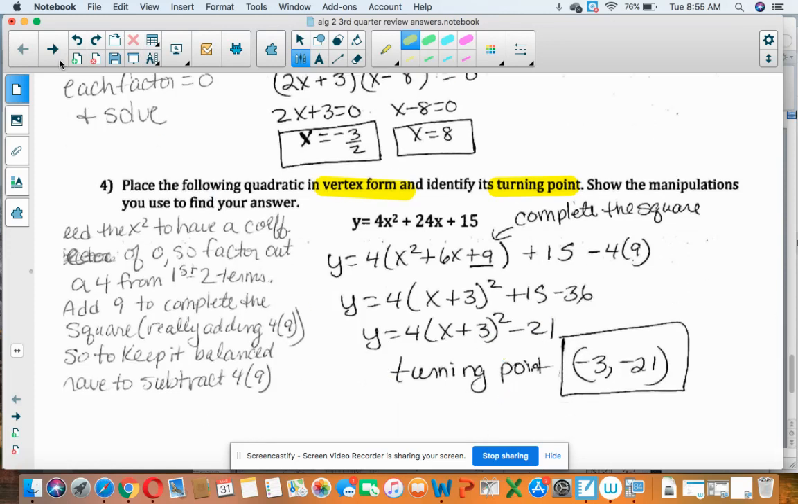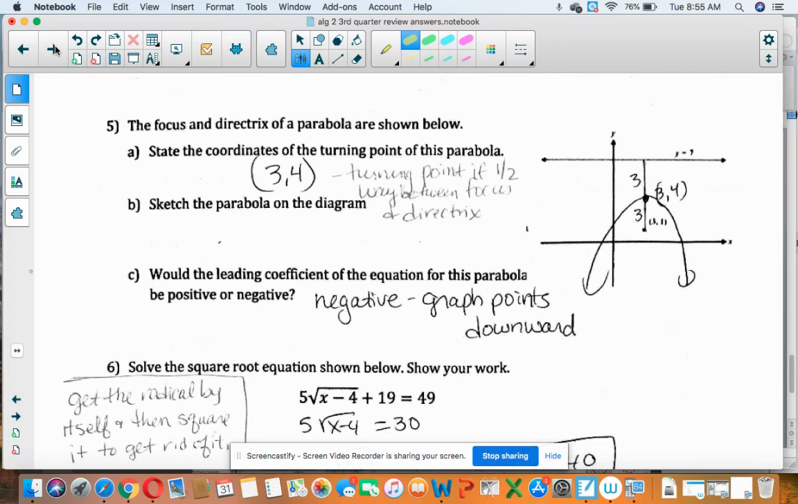All right. Next page. Number 5 is another problem where I have a focus and directrix. Remember, the turning point has to be halfway between the focus and the directrix. So this right here is my directrix, y equals 7. My focus right here is 3, 4. So my turning point has to be smack in the middle between those. I just draw this line, and this is 3, 4, and this is 3, 7. There's 3 this way, 3 this way. My turning point is 3, 4. You can just do that visually by looking at the graph.